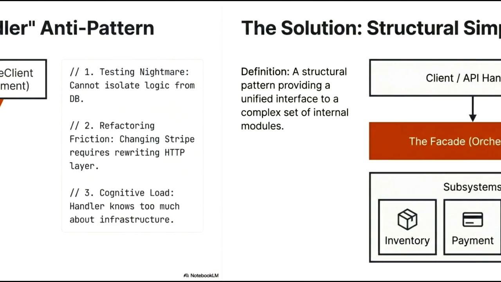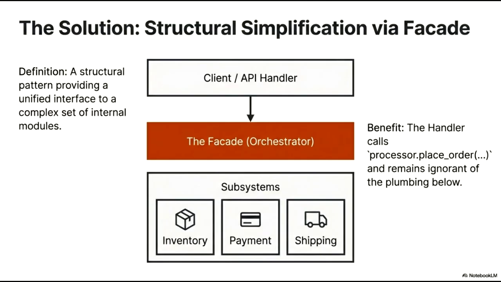To simplify our architecture, we implement the facade pattern. By definition, this is a structural design pattern that provides a unified interface to a complex set of internal modules. In this diagram, the client, or API handler, interacts solely with the facade, which functions as an orchestrator. This facade manages the intricate interactions between various subsystems, such as inventory, payment, and shipping. The primary benefit of this approach is that the handler only needs to call a high-level method, such as processor.placeOrder, allowing it to remain completely ignorant of the underlying plumbing and complexities within the subsystems.